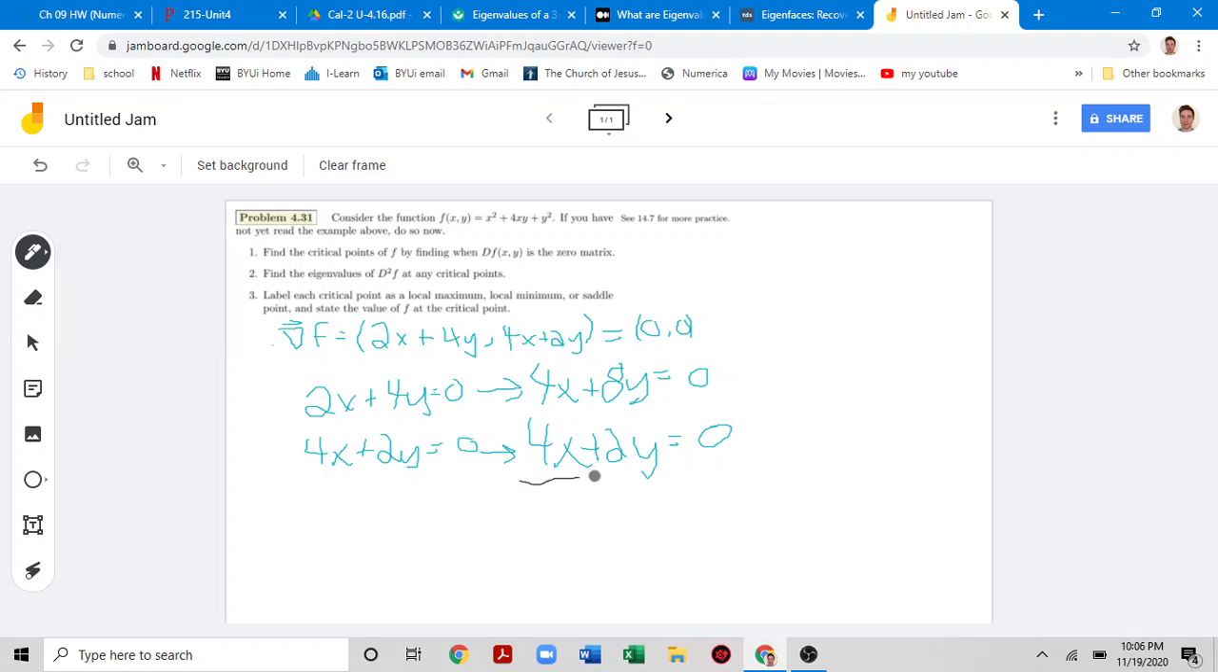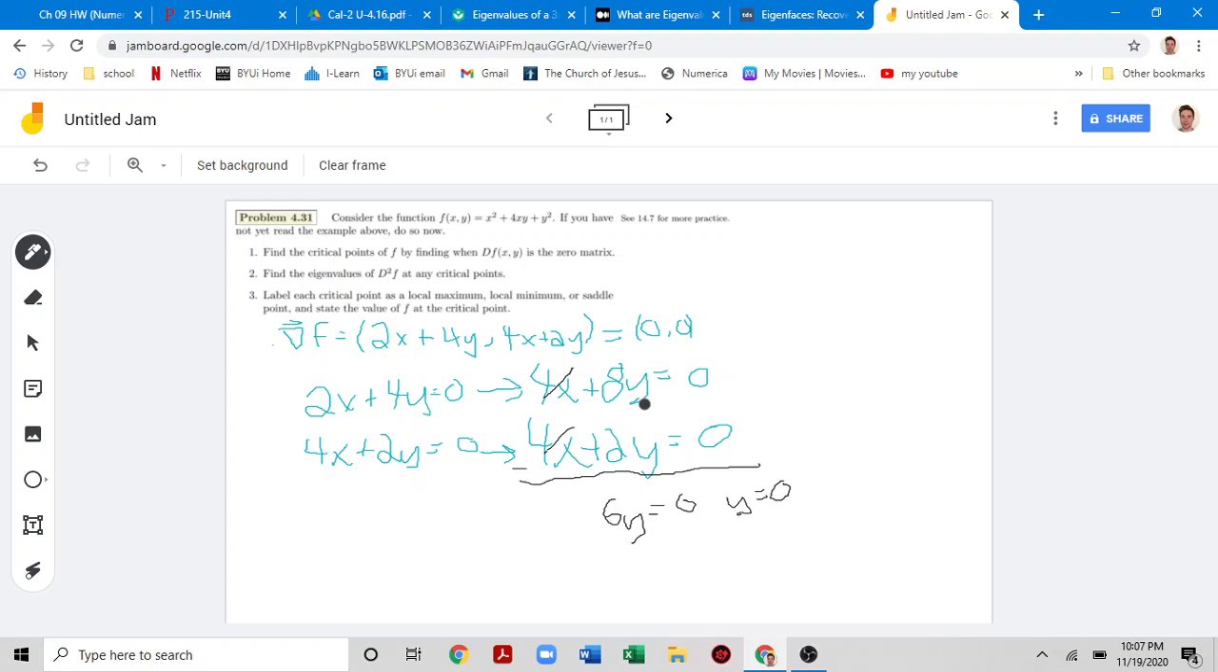The reason we wanted the x coefficients to match is that when we subtract the equations, it's a lot faster. So 4x minus 4x equals 0, and now we have isolated y. 8y minus 2y equals 6y equals 0. So as you can see, y equals 0.